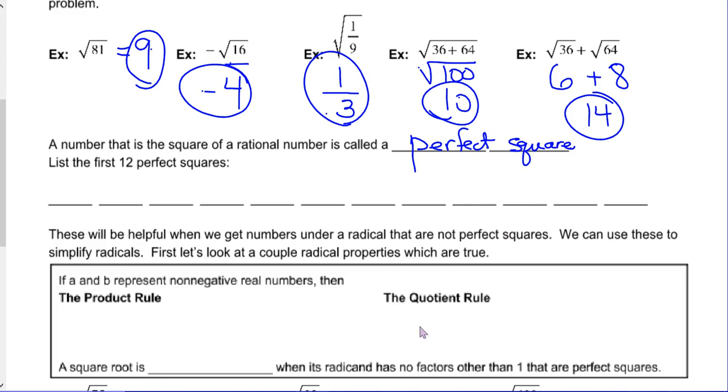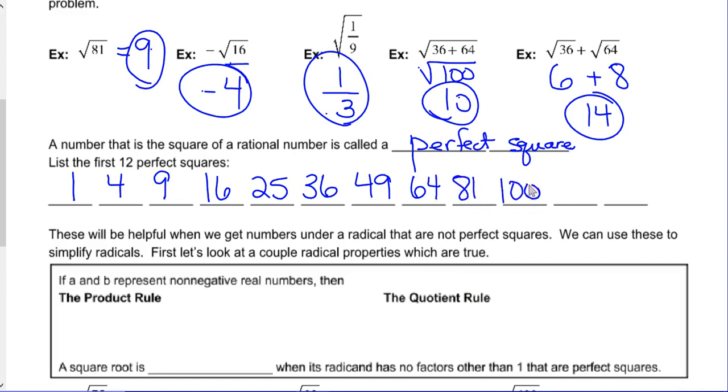So, we're going to list the first 12 perfect squares. If I do 1 squared, 1 times 1 is 1, 2 times 2 is 4, 3 times 3 is 9, 4 times 4 is 16, 5 squared is 25, 6 squared, 6 times 6 is 36, 7 squared is 49, 8 squared, we just saw, is 64, 9 squared is 81, 10 squared is 100. When we get to 11 times 11, that's going to give me 121, and 12 squared gives me 144.